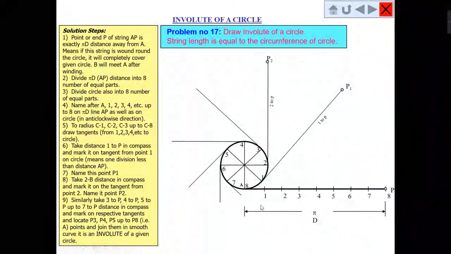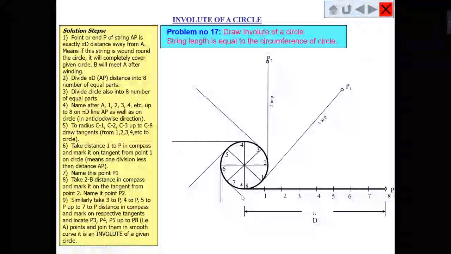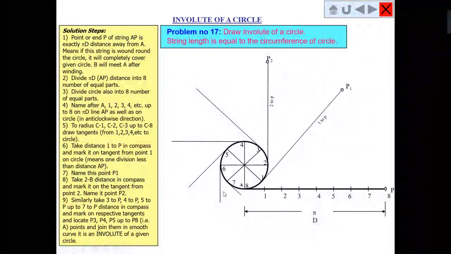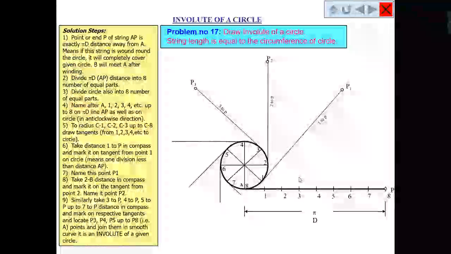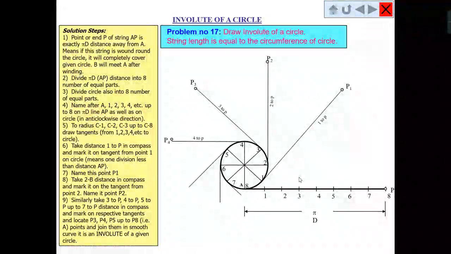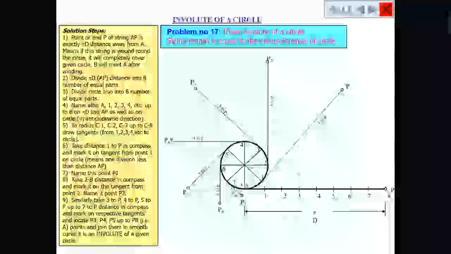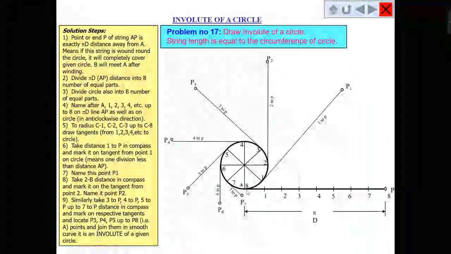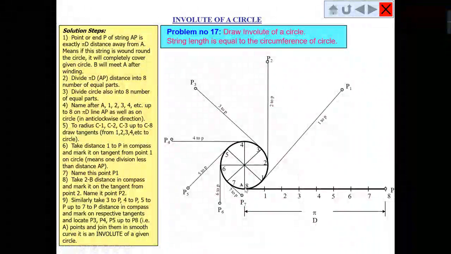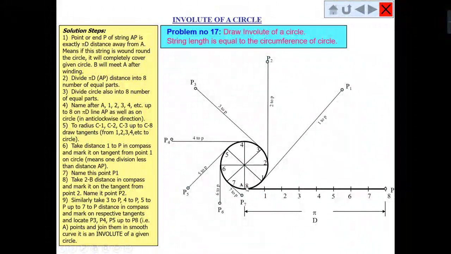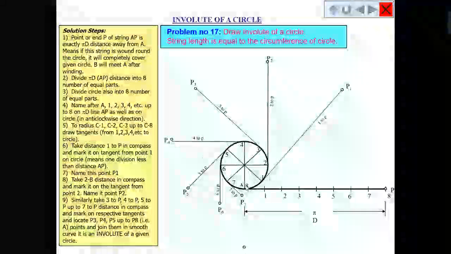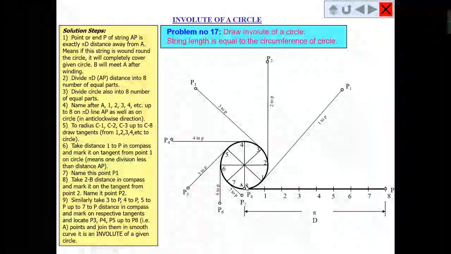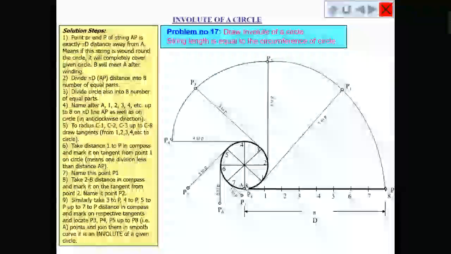The similar way you can do with all the points, and you will get all the points of the involute, like P3, P4, P5, P6, P7, and after that you will get the point P8 at point 8 on the circle. After that, I will join all the points with the help of a French curve.